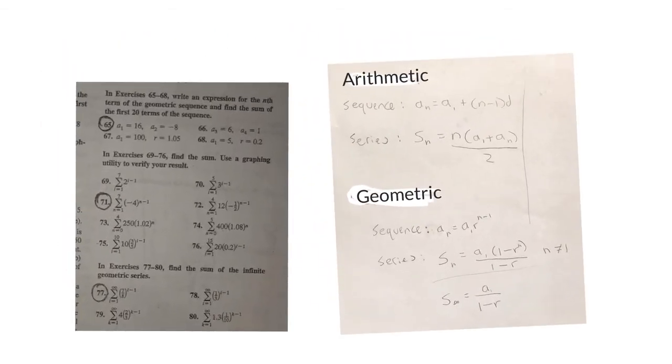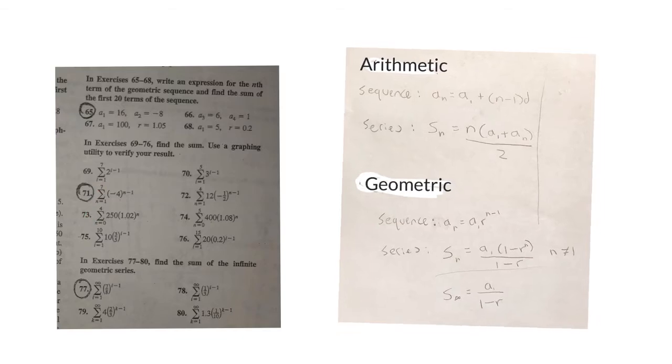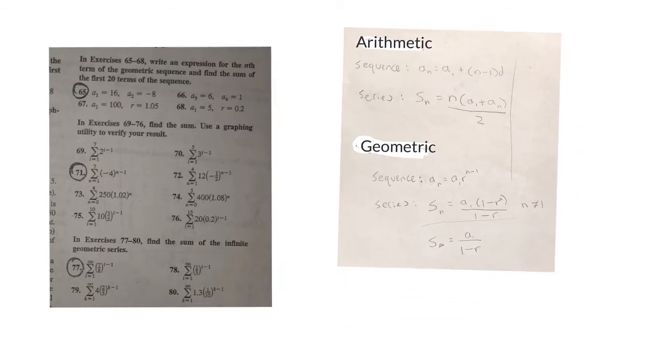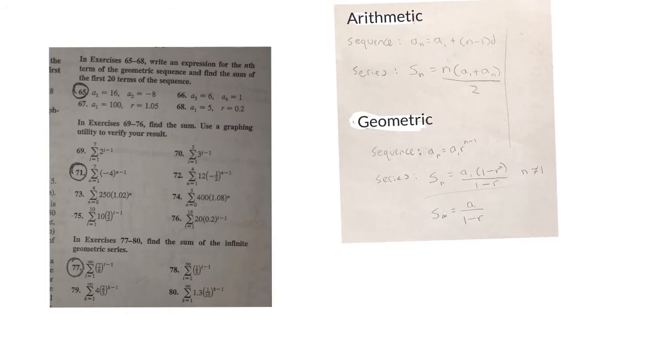So taking a look here, 71. In exercises 69 through 76, find the sum. Use a graphing calculator or graphing utility to verify the result. Yeah, so let's look at this one right here. We can find the sum by, once again, relying on this right here: S sub n equals the first term times 1 minus r raised to the n power, and so on. So let's go ahead and do that.